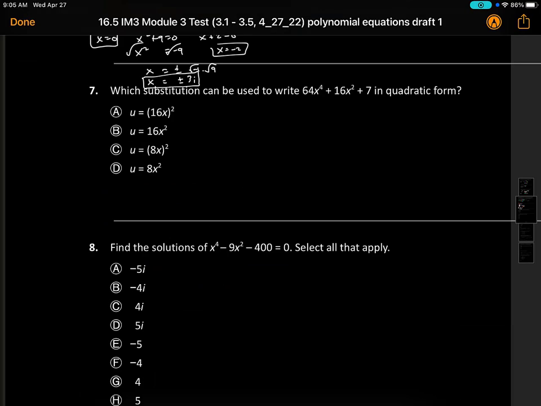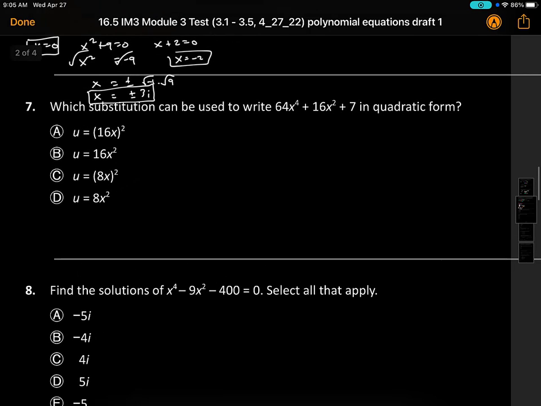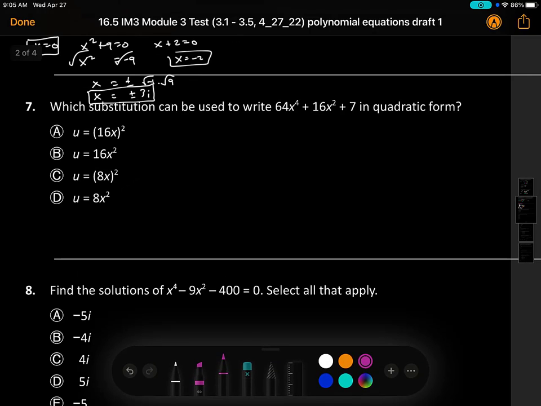All right, question number 7 is use the substitution method to write 6x to the 4th plus 16x squared plus 7 in a quadratic form. And quadratic form just basically means that the highest degree should just be a power of 2. Well, how do you do that? Well, our goal is to write it like this. So I need to think of a number that when I square it equals 16x to the 4th. So you can do something like this.